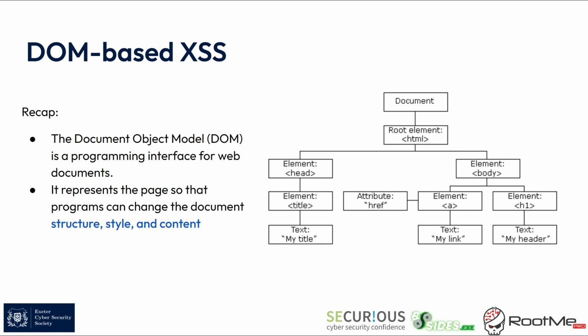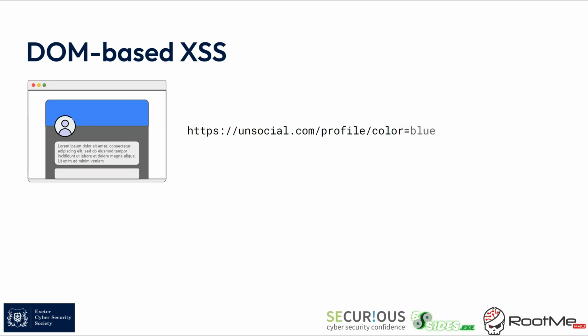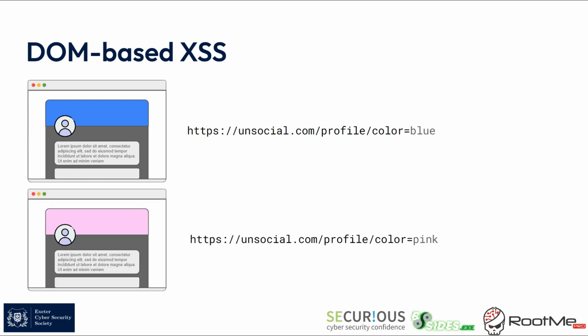So it's like a tree-like structure which represents the HTML document, and that's how programming interfaces can interact with the HTML document. So, add in style, color, things like links and attributes. So let's say we have a website, I called it unsocial.com, and you can change the color of your profile banner by specifying a color after the color parameter in the URL. So here I've got the color blue, and let's say I wanted to change it to pink, I would just change the URL to pink.